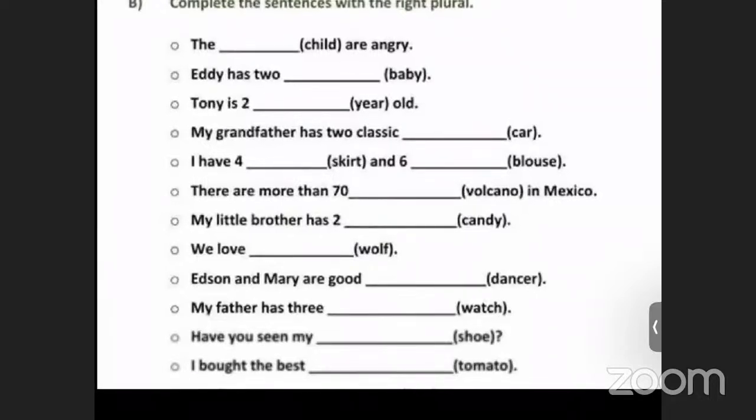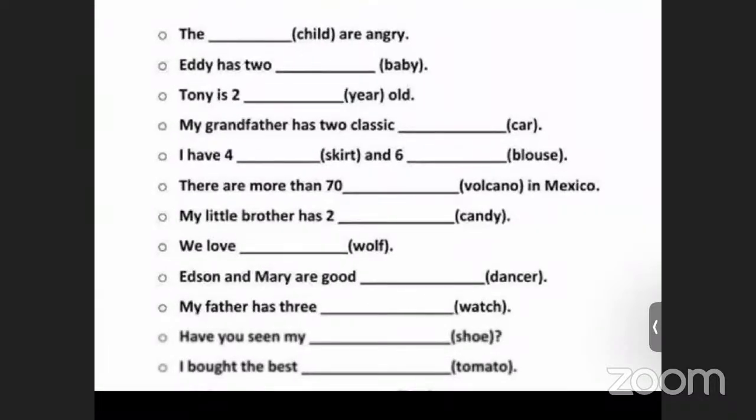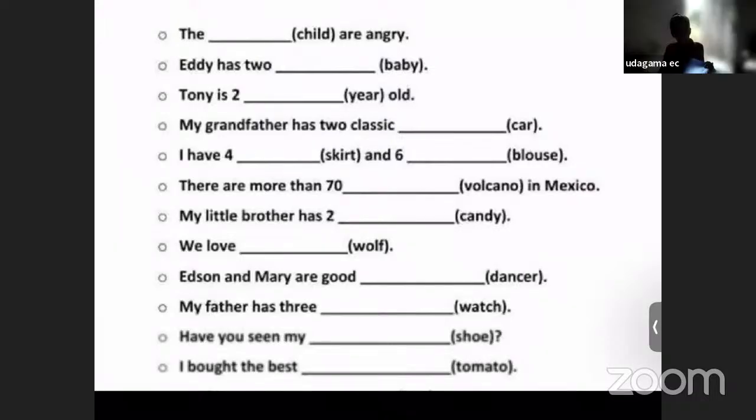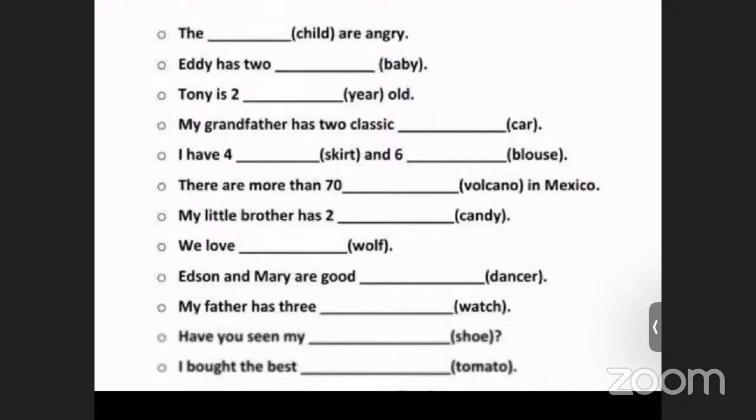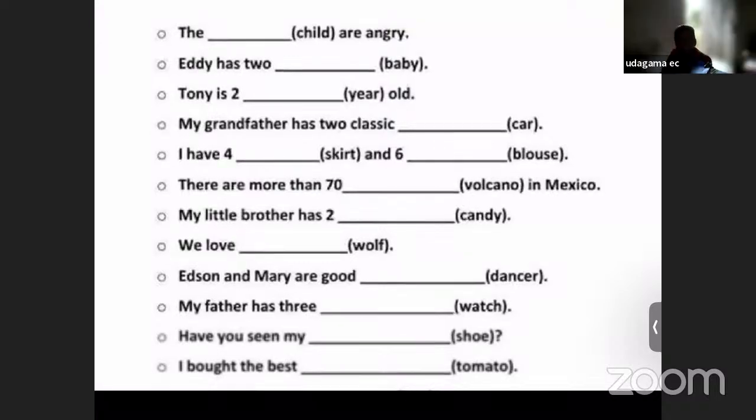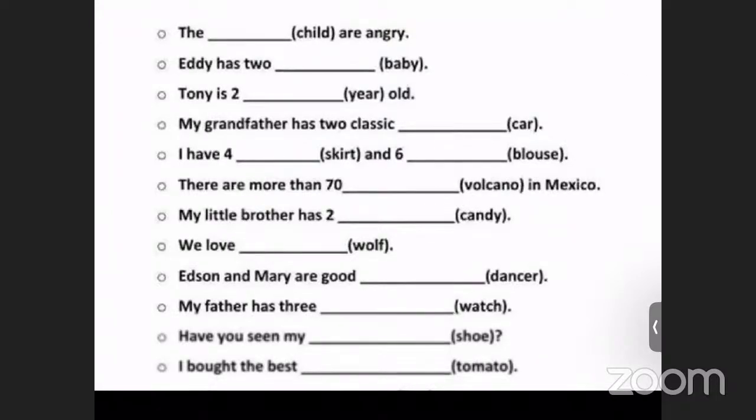Anyone? Unmute. Okay. Do you guys need a moment to write it down? Let's do it verbally and then you have it in the book. Anyone? We just did, right? The child are angry. The child. Childs. Oh, wonderful. That's an exception word. Child becomes children.